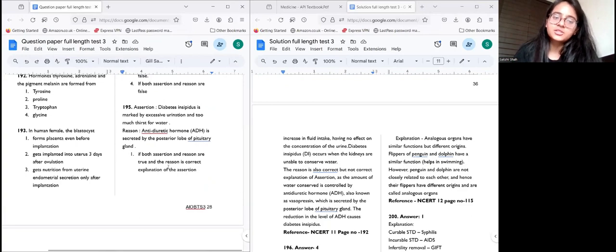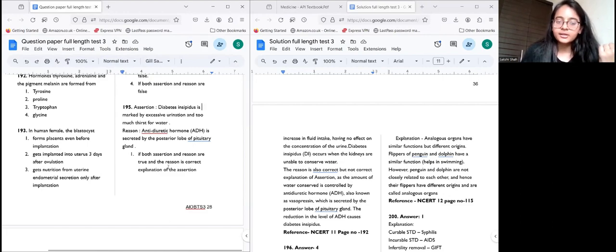Right. So if we see in this question, what happens in diabetes insipidus is a decrease in antidiuretic hormone. So since the body is not able to reabsorb or hold back that much water, it is excreted out. That is why we have excess urination. And due to excess urination, we need to drink enough water, which causes excessive thirst, right? So that occurs in diabetes insipidus. So the assertion is correct.